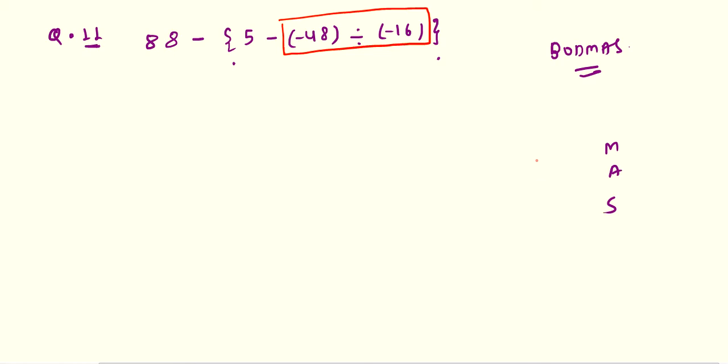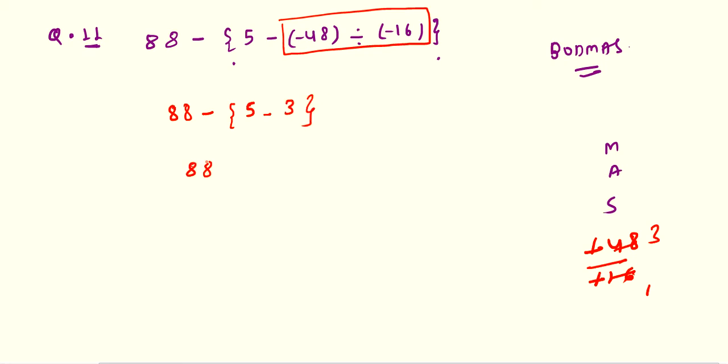So in rough you can also solve minus 48 divided by minus 16. Negative and negative get cancelled, and 16 ones are 16, and 16 threes are 48, so from there we are getting 3. So write 88 minus curly bracket start, then 5 minus, from there we are getting 3. So 5 minus 3 is 2. In the next step remove the bracket, so 88 minus 2, and the final answer is 86.